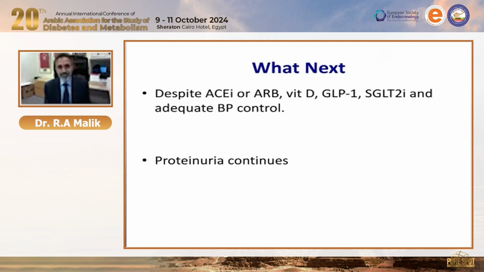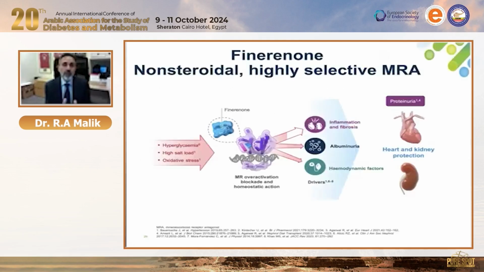So what next after all this? Well, actually, the new kid on the block is finerenone, which is a non-steroidal, highly selective mineralocorticoid receptor antagonist. We know that spironolactone has a good beneficial effect, but finerenone now has evidence from large clinical trials showing an impact. The other medications reduce glucose and oxidative stress, but we believe that inflammation and fibrosis are key to diabetic nephropathy. And that's where finerenone has an impact.